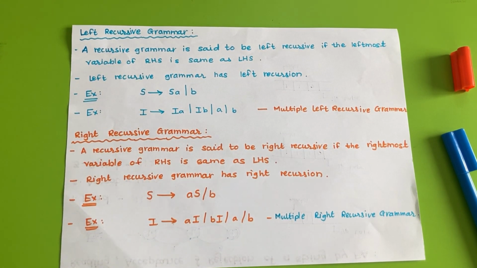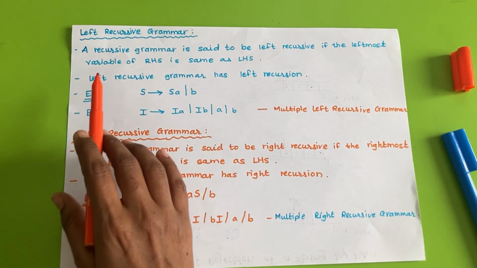In the last video we have seen what is meant by recursive grammar. The next point to be discussed is the left recursive grammar and the right recursive grammar. Recursion means the function calls itself, and recursive grammar means the production rules are recursive, meaning the variable calls itself. Then that grammar is called recursive grammar. So the next point is what left recursive grammar means.